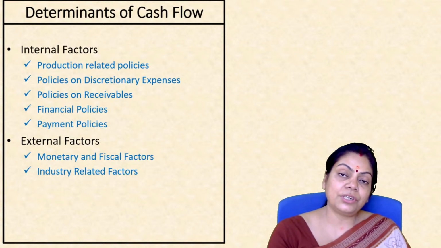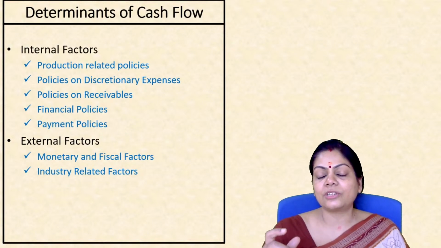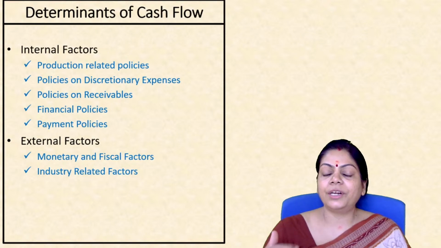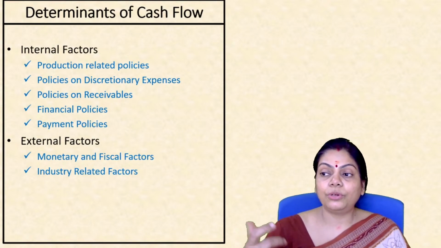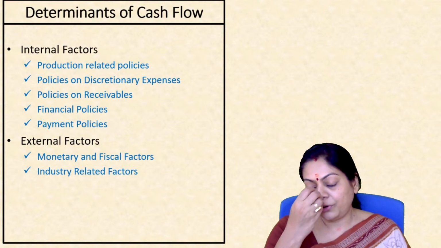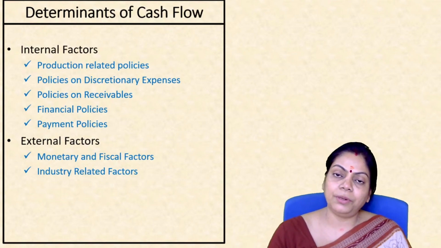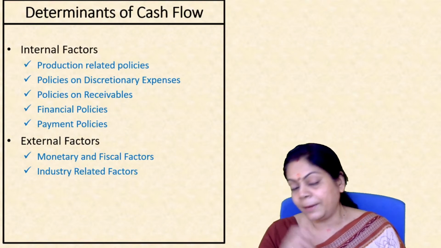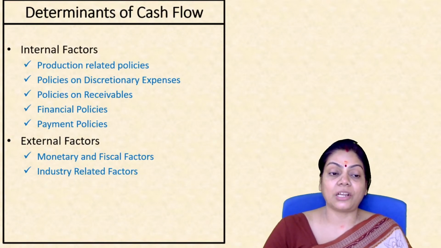Then you have policies on receivable, whether you are going to operate on credit. Yesterday, in the last class only, we talked about the receivable. So what kind of a credit policy you are going to operate, what will be the receivable days. So if you are going to prolong your receivable, you will have more cash requirement. If you are going to operate only on cash, your cash flow will be in a different way. So the kind of receivable policy you are deciding also has an impact on the cash flow.